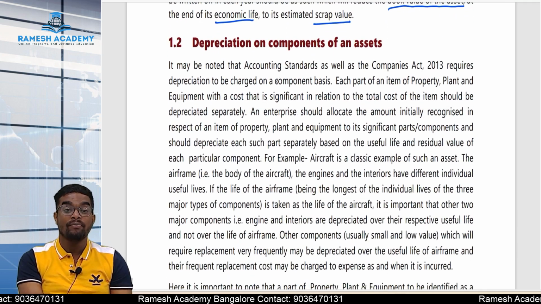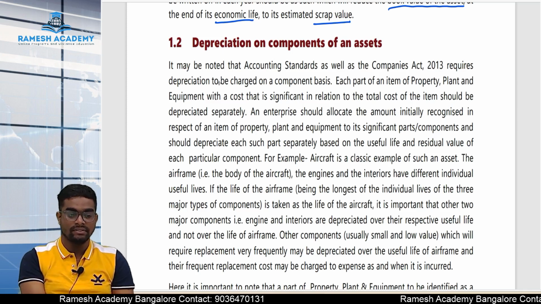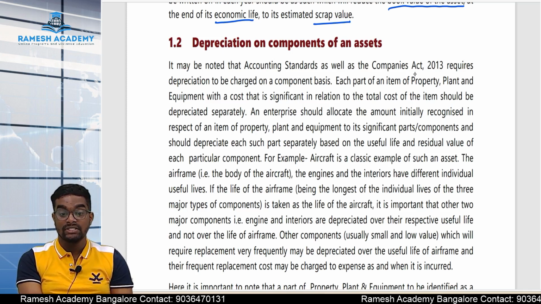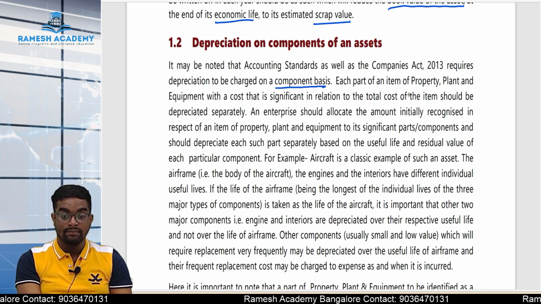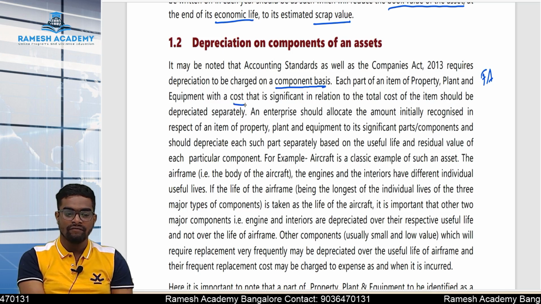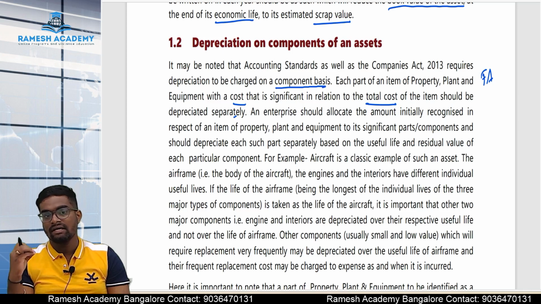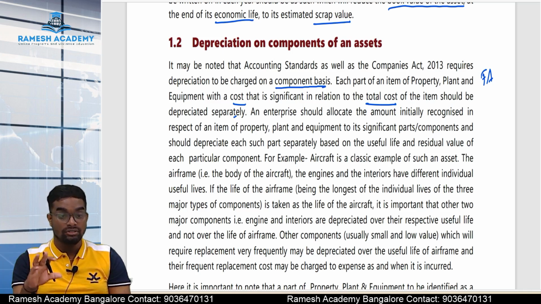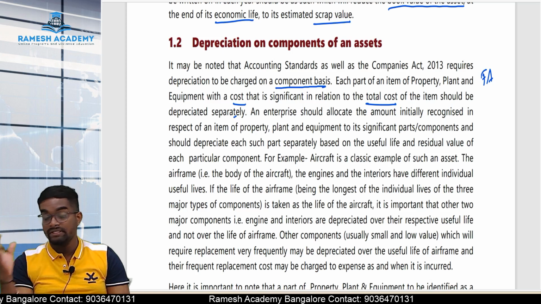Depreciation on components of assets. Now we will see the depreciation on components of assets. It may be noted that the accounting standards as well as the Companies Act 2013 require depreciation to be charged on a component basis. Each part of an item of PPE, which is the other name for fixed assets, with a cost that is significant in relation to the total cost of the item, should be depreciated separately. Which means if a component of a particular asset has a significant value compared to the main asset, we have to keep it separate and depreciate it separately.